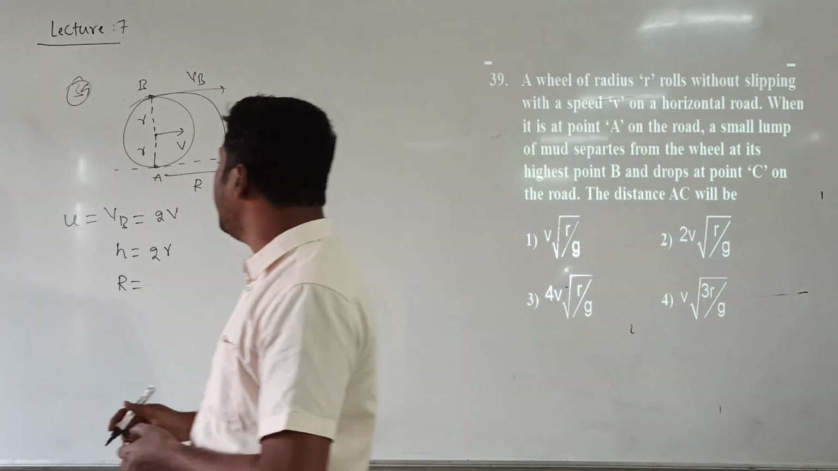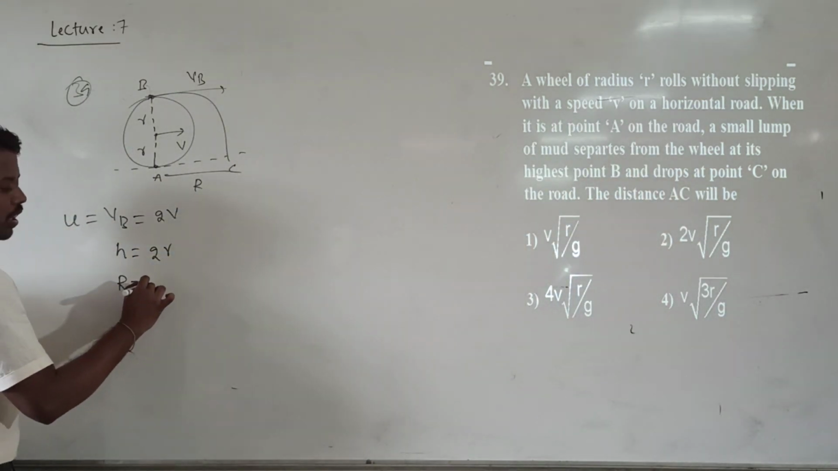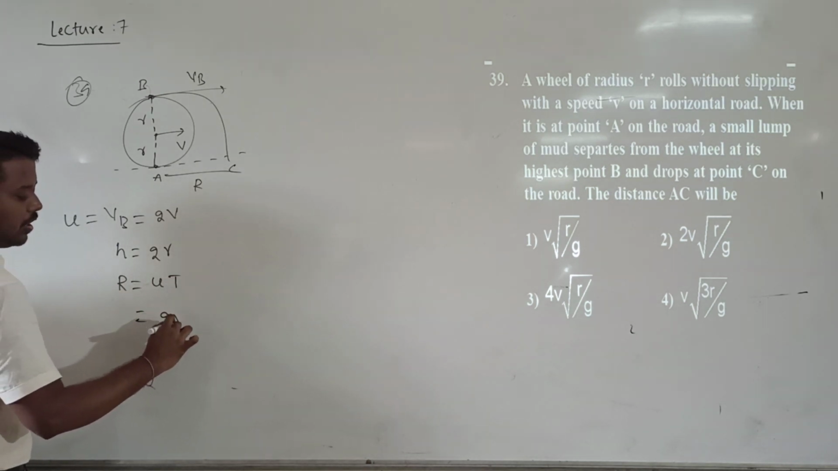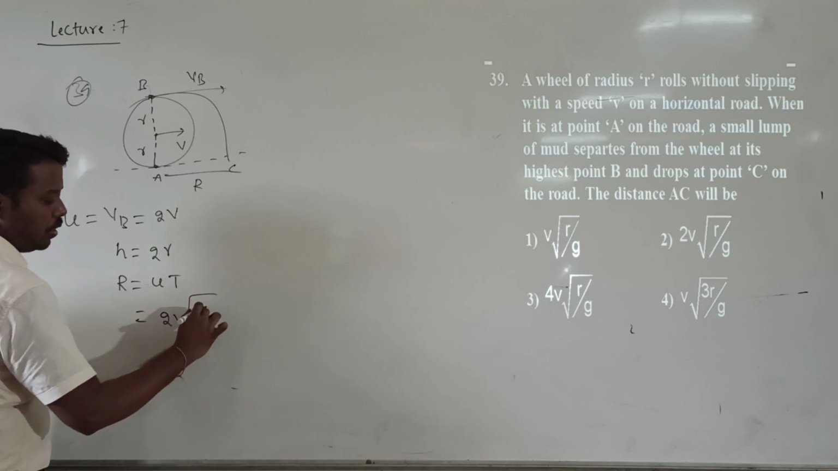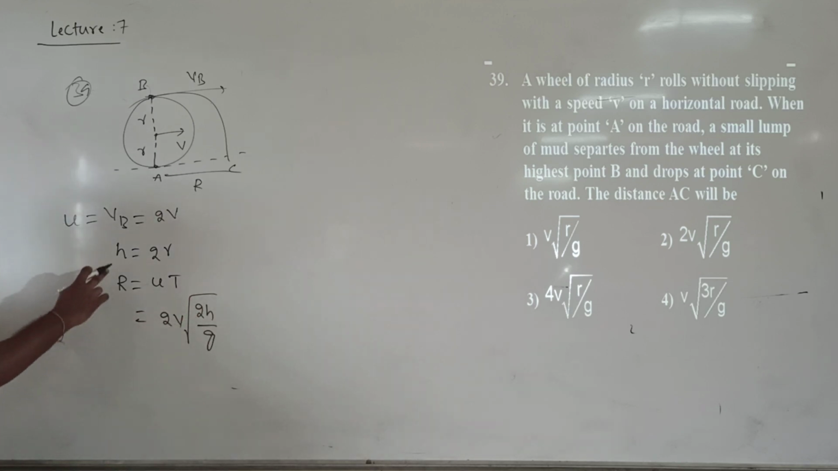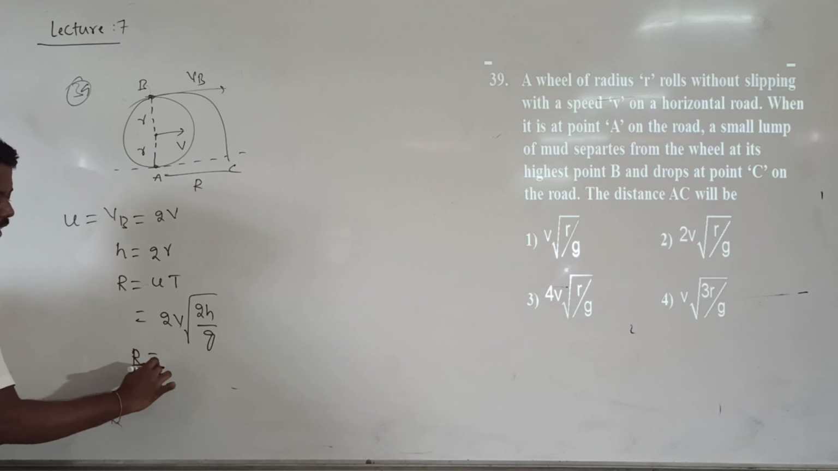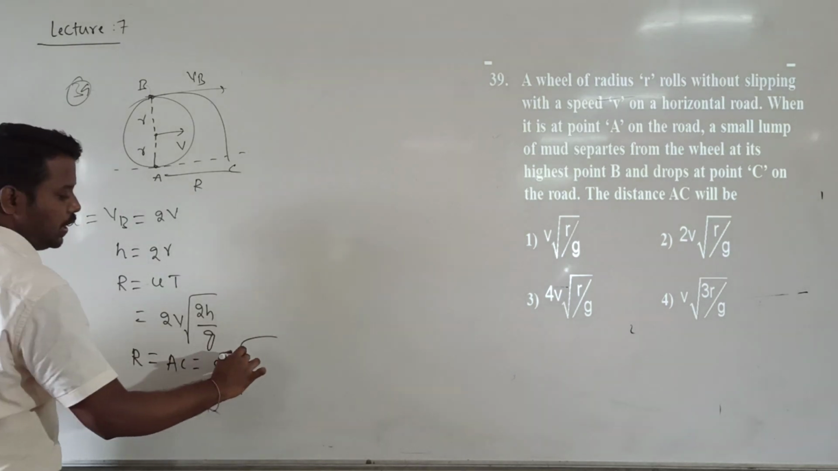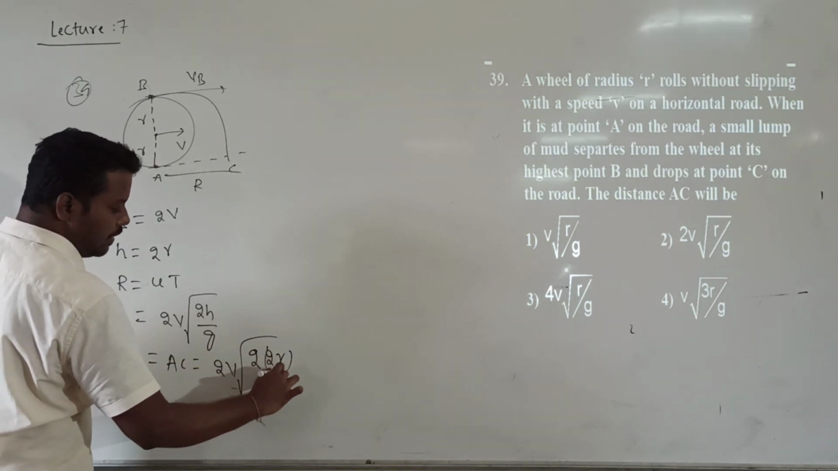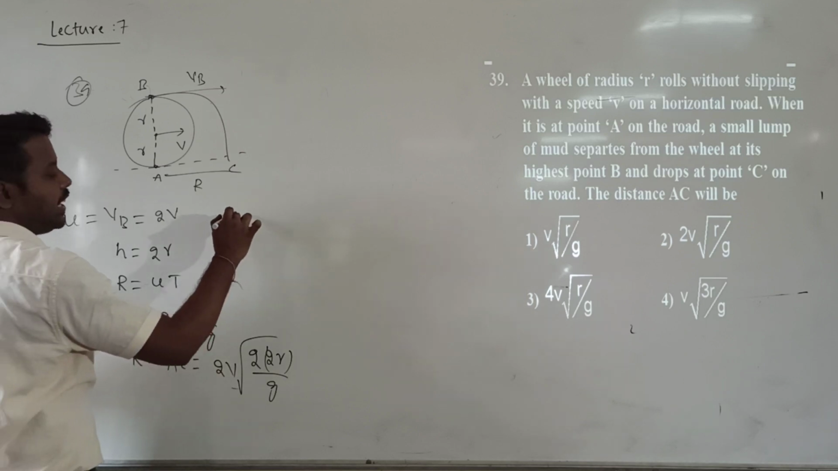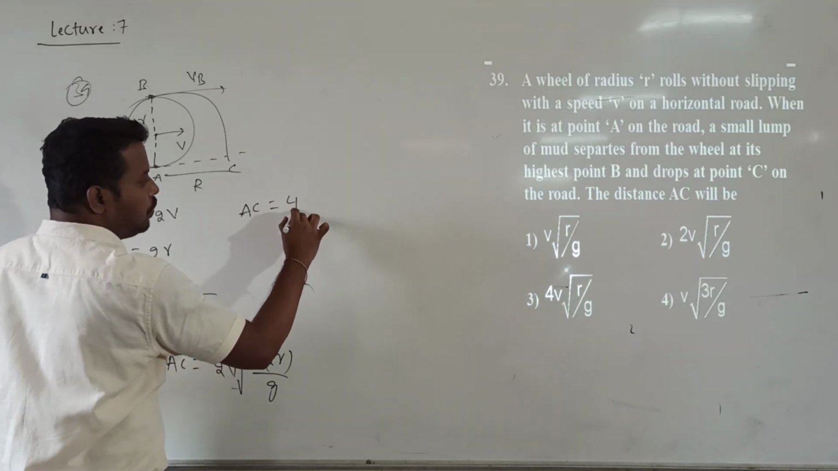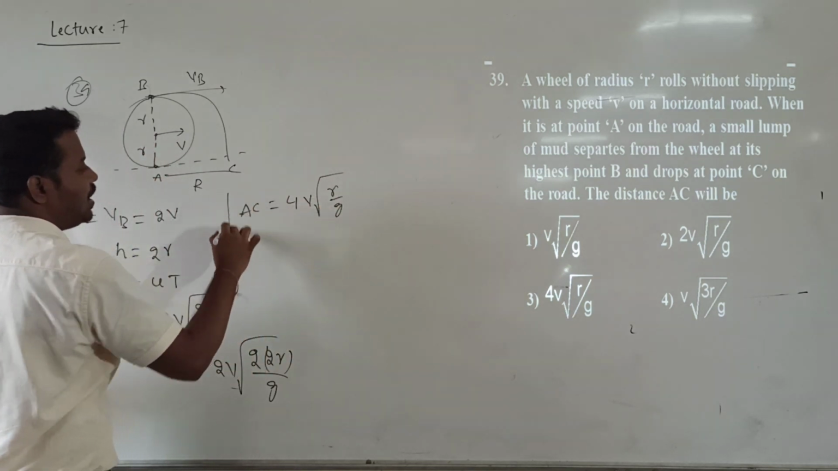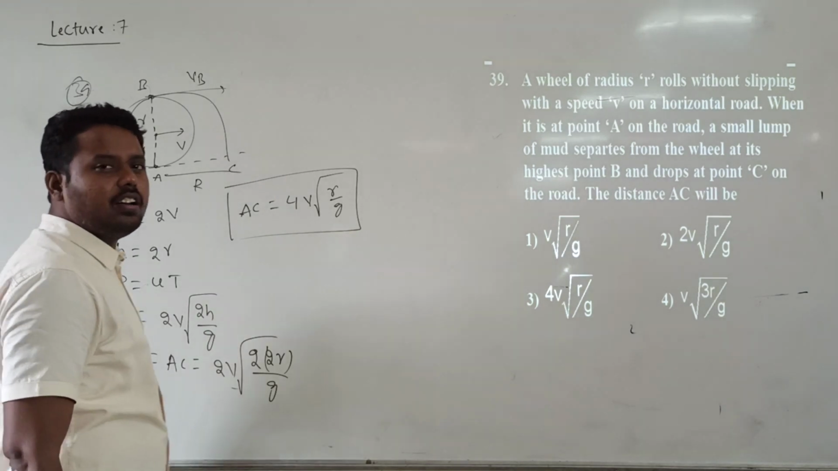For a horizontal projectile, the range R is equal to U, the horizontal component of velocity, into the time of flight. The horizontal component of velocity here is 2V, and the time of flight is root of 2H by g. H is equal to 2R. Then the range, which is nothing but AC, is 2V into root over 2 into 2R divided by g. Then what is the answer for AC? AC will be equal to 4V into root over R by g. Question understood? AC is nothing but the horizontal range.